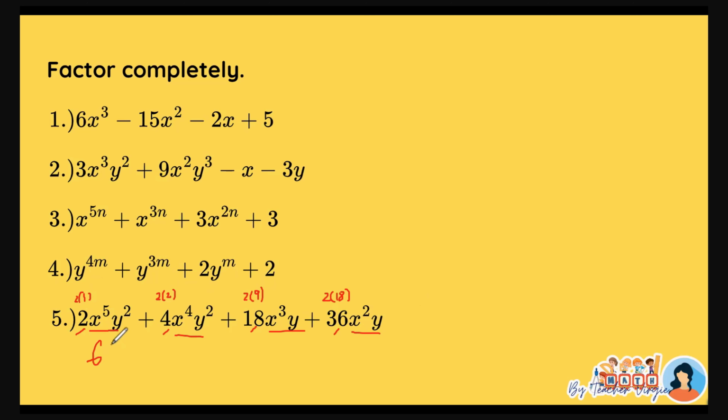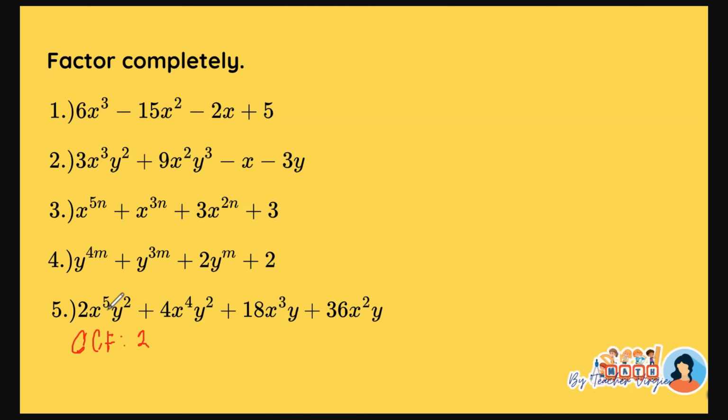So let's take out the GCF. For the least exponents, we have fifth, fourth, cubed, and squared. So the least is x squared. Next, for the y, we have y squared, y squared, y. So the least is y. Now, let's write here the remaining factors. 2x squared y. Okay, divide each term by the GCF.